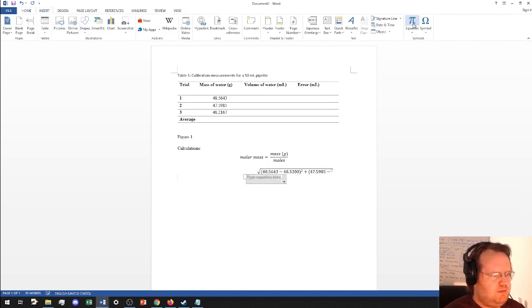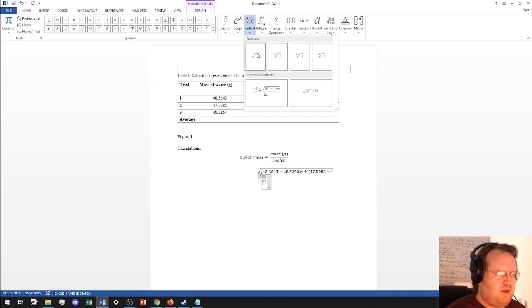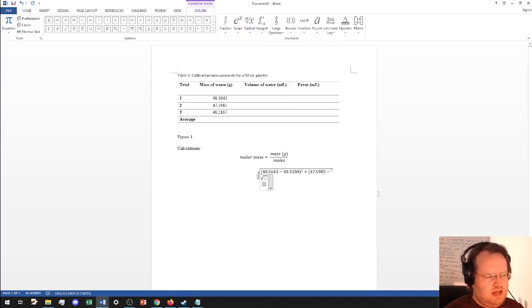But let's say that I needed to do this, but also needed to have a fraction. Well, I can put a fraction in. And then inside there, I can put my radical. And then I can put my values in here. And now I can divide by n if I needed to do that.